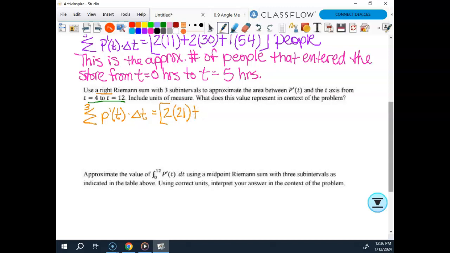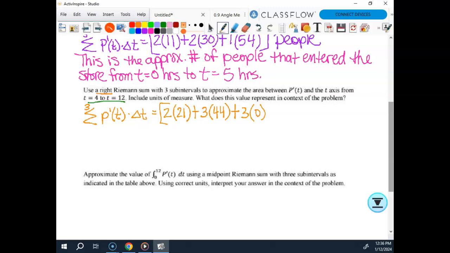Plus, what's the next base length? 3. What's the height? 44. Plus, what's the next base length? 3, and what's the height? 0, okay? Which we know 3 times 0 is 0, but you don't put 0 there or you're not showing your multiplication. You with me?